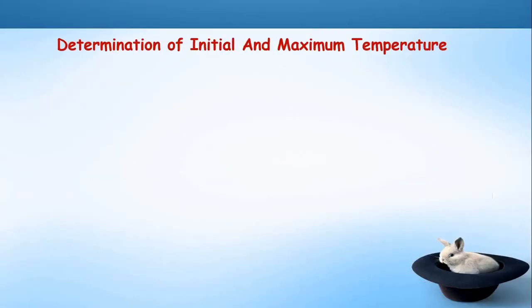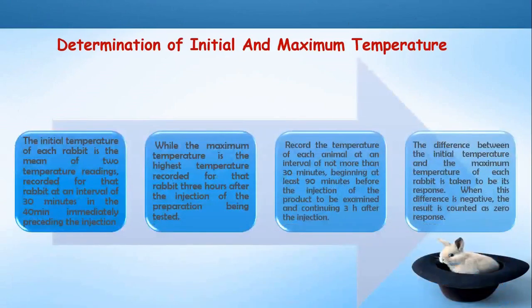Next is the determination of initial and maximum temperature. The initial temperature of each rabbit is the mean of the 2 temperatures recorded for that rabbit at an interval of 30 minutes in the 40 minutes immediately preceding the injection, while the maximum temperature is the highest temperature recorded for that rabbit 3 hours after the injection of the preparation being tested.